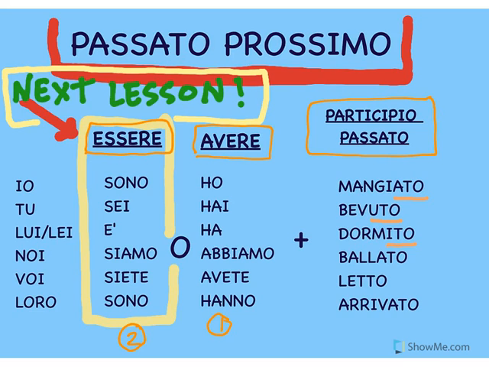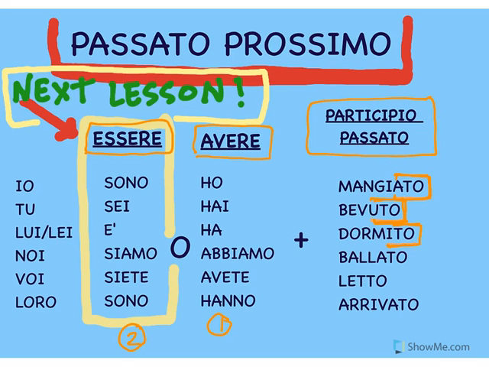So you will do that for the regular verbs, and for the verbs ending in are, it is mangiato. So mangiare will have the participio passato mangiato. Bere, uto will be the ending for the ere verbs, bevuto. Ire, for dormire, you will end it on dormito.